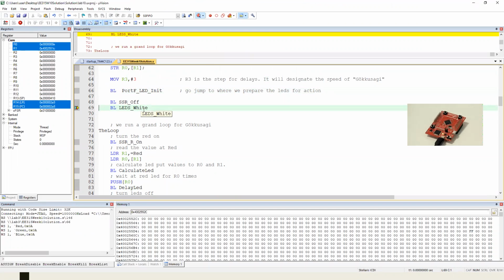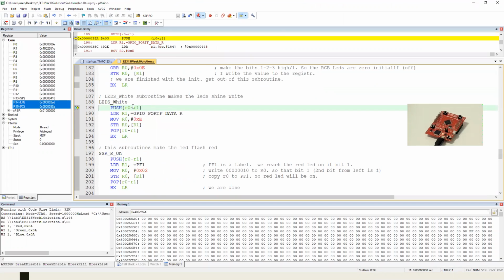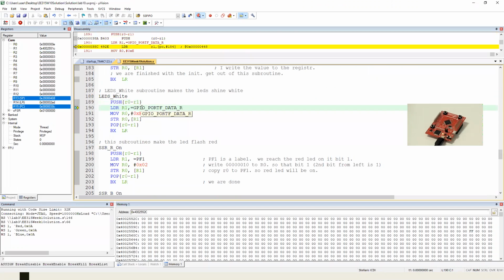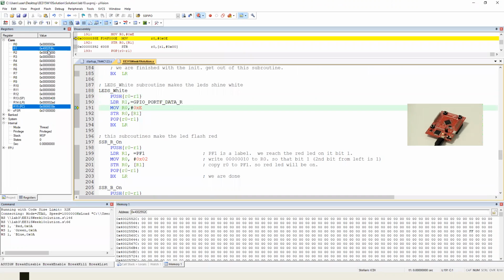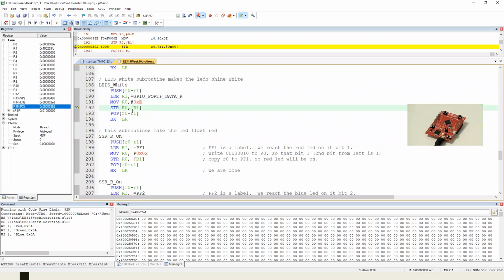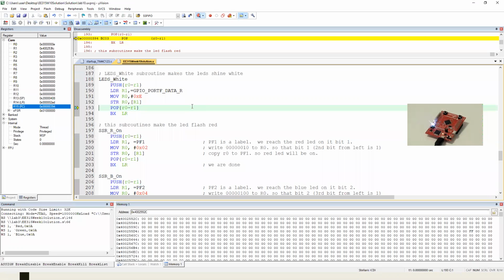I'm going inside my newly written subroutine. So guys, R1 points to that data register. In R0, I have this value. Now guys, I'm writing the value inside R0 to R1. So if I execute this instruction, I'm expecting the LED to be all white. Ready? White. So that's simple.